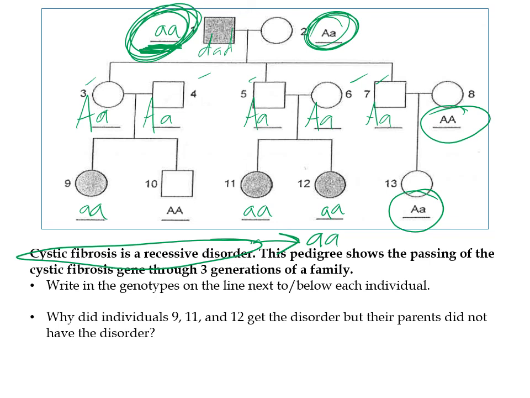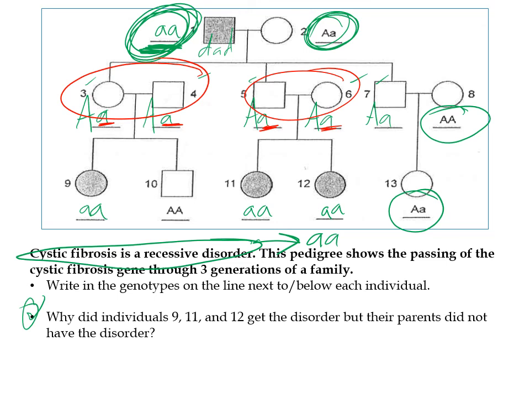So this last question here: why did individuals 9, 11, and 12 get the disease, but their parents did not have the disorder? Why did 9, 11, and 12 get the disease even though their parents here and their parents here did not have the disorder? That's because their parents are carriers. This mom and this dad each had a little a. They didn't show the disease themselves because they each had 1 copy of the dominant trait. And this dad and this mom, the same thing. They each had a heterozygous big A, little a genotype.